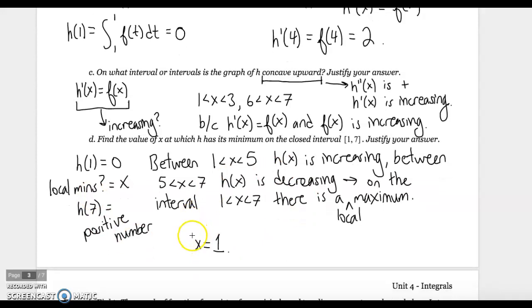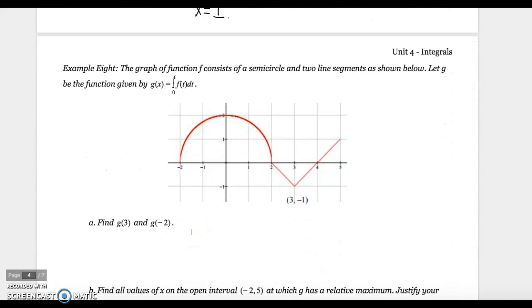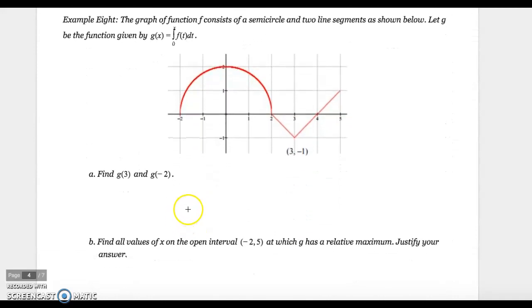Cool. All right, let's go ahead and look at one more example. So in this example, the graph of a function f consists of a semicircle and 2 line segments as shown below. Let g be the function given by g of x equals the integral from 0 to x of f of t dt. And the first thing that we want to find is g of 3 and g of negative 2.